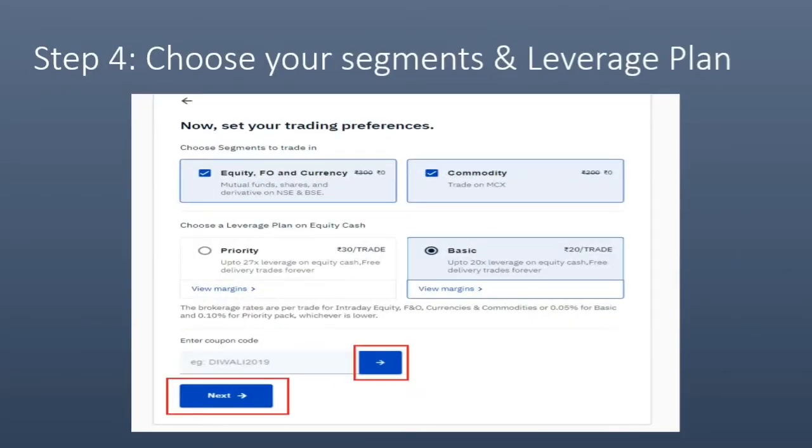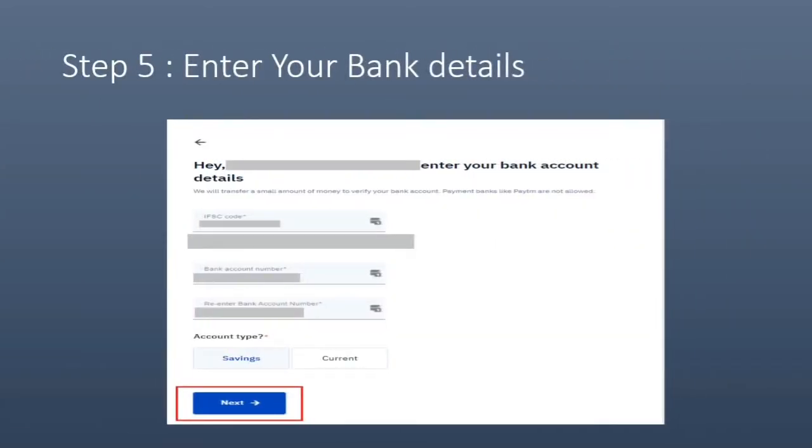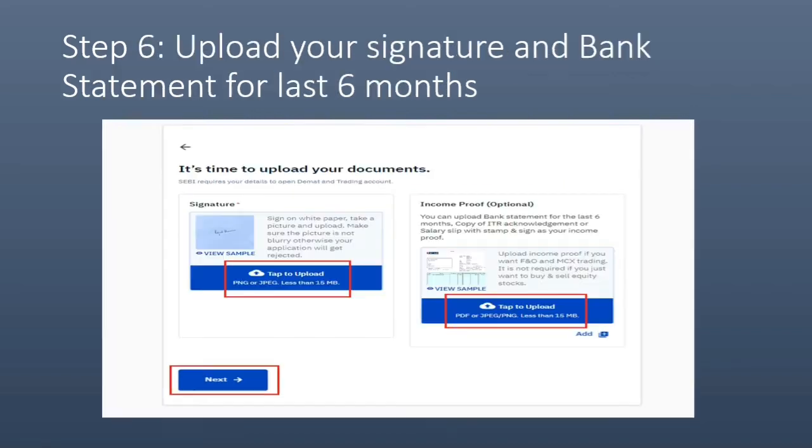After the declaration is made, you will be asked to set your trading preferences. The trading preference is to choose the segments to trade in. There are mainly two segments to trade in, which are equity, foreign currency, as well as commodities. Also, the website will ask you to choose the leverage plan for your equity cash. The next screen requires you to fill in your bank account information, including the IFSC code of the bank.